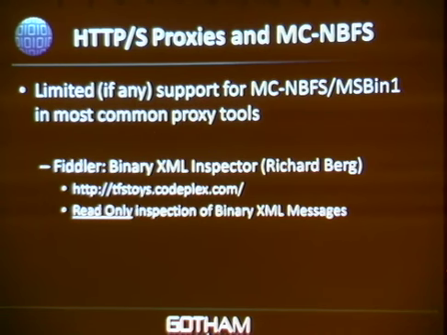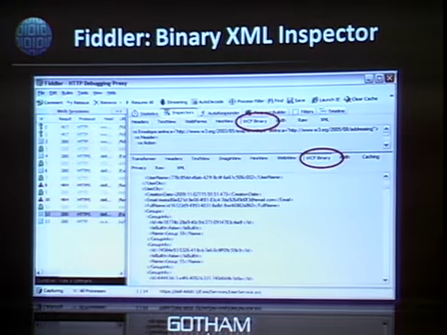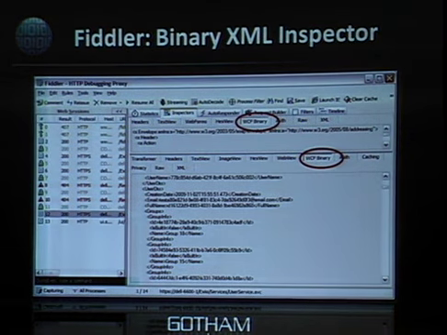So I looked at Fiddler, which is the one that had the closest thing to support, which is a sort of a local proxy tool that you can use. A lot of people are familiar with this. And a guy named Richard Berg actually wrote a binary XML inspector for Fiddler. And this is what it looks like if you were to use it. It actually will show you, and I'll show you in a minute, what the raw binary data looks like. He actually converts it to readable XML that you can then view in Fiddler.